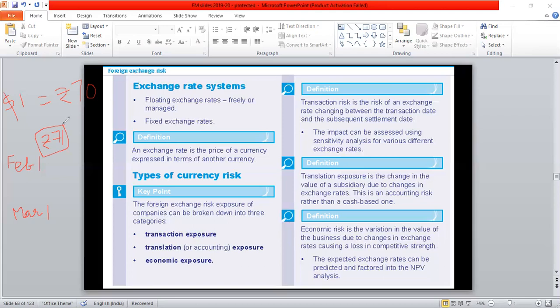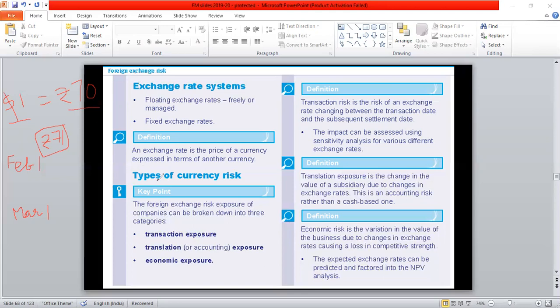But what is an exchange rate? It says that an exchange rate is the price of a currency expressed in terms of another currency. So the example we have written is $1. If the domestic currency is the rupee, how can we express that? If 70 rupees are considered, that is worth $1. That is how it is expressed in another country's currency.